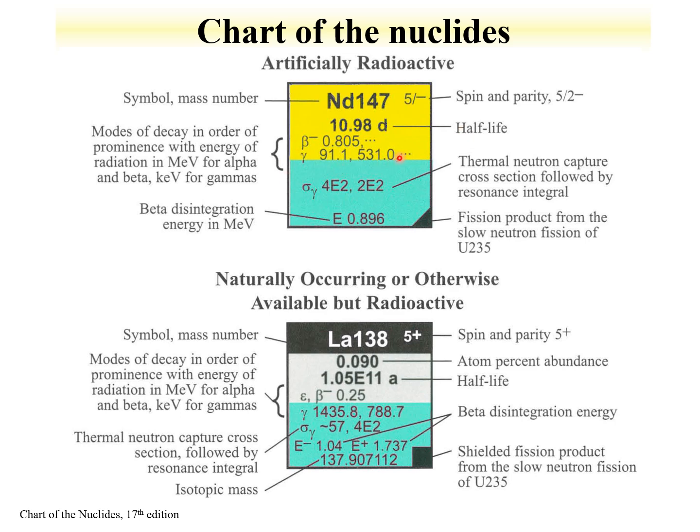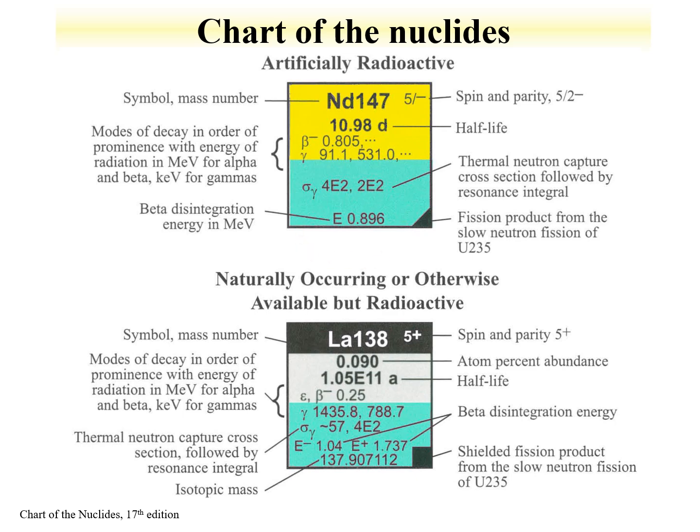10.98 days. The modes of decay are followed by their energy, with MeV for alpha and beta, keV for gammas. So this decays with an energy of 0.805 MeV beta. So beta is listed here. The gamma is 91.1 keV. The cross-section information and the beta disintegration energy.